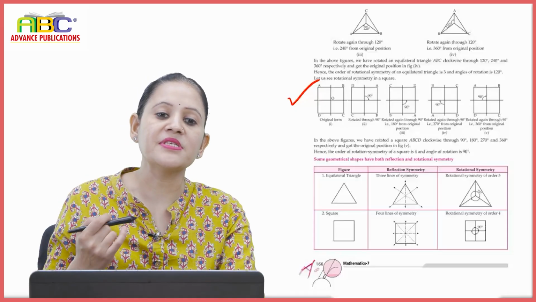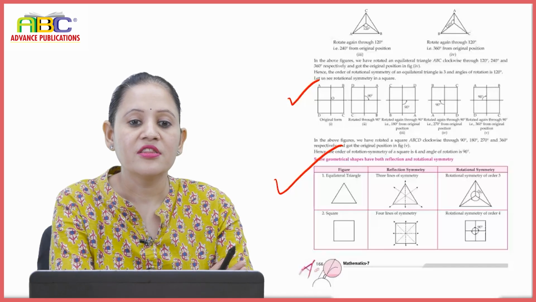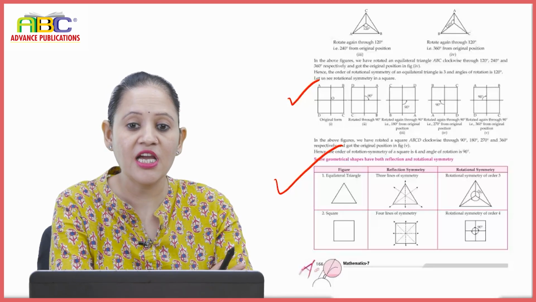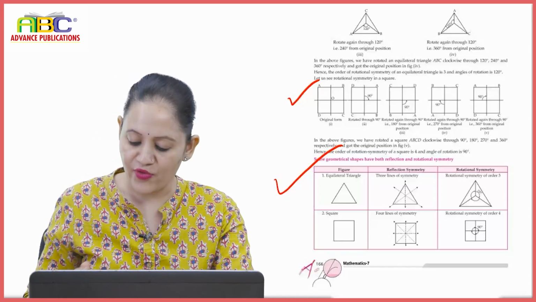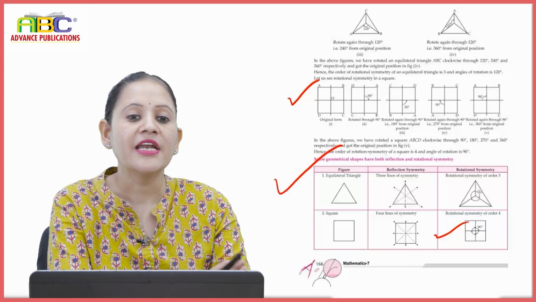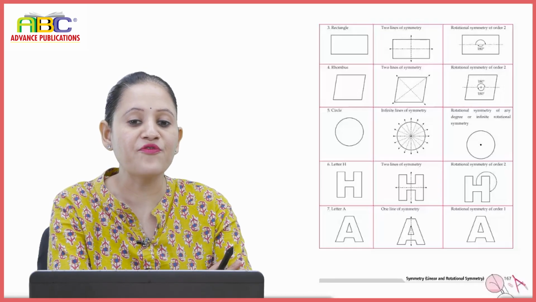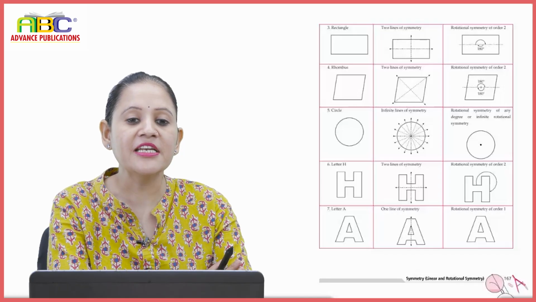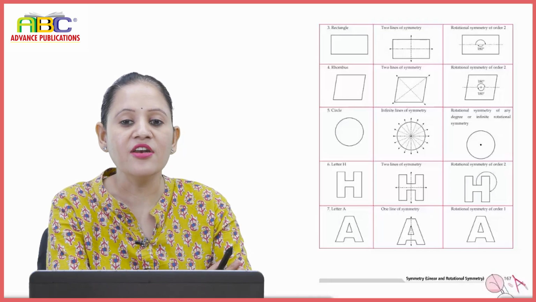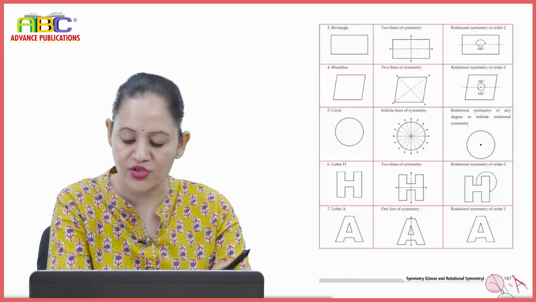Here some geometrical shapes have both reflection and rotational symmetry. Equilateral triangle has 3 lines of symmetry, reflection symmetry, and rotational symmetry of order 3. Square has 4 lines of symmetry and rotational symmetry of order 4. Rectangle has 2 lines of symmetry and rotational symmetry of order 2. Rhombus has 2 lines of symmetry, rotational symmetry of order 2. Circle has infinite lines of symmetry, rotational symmetry of any degree or infinite rotational symmetry. Letter H has 2 lines of symmetry and rotational symmetry of order 2. Letter A has only 1 line of symmetry and rotational symmetry of order 1.